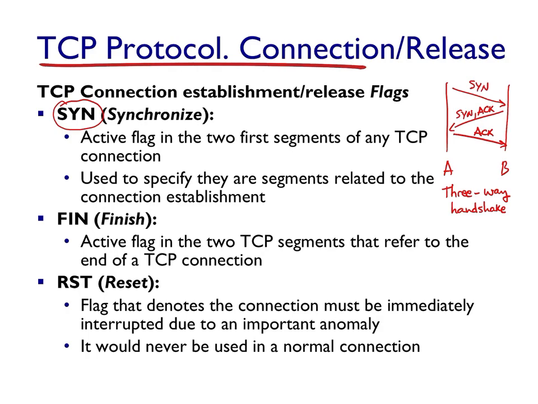I told you that, for example, when receiving the first SYN, B can accept or not. If it doesn't want to accept, it will send a reset flag saying, okay, thank you for your offer, but I cannot accept your request. So this is the normal process for the TCP three-way handshake for connection establishment.